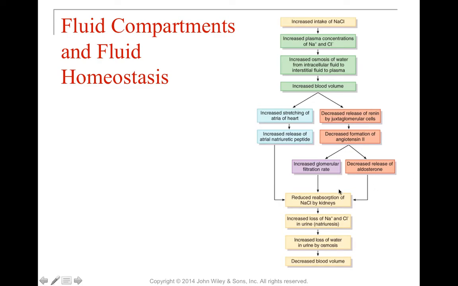All of this is going to lead to a reduced reabsorption of sodium chloride in the kidneys, which is going to increase the amount of sodium and chloride in the urine. This is called natriuresis. It's going to increase the amount of sodium that's going to be lost to the urine, and it's also therefore going to be followed by more water being lost in the urine through osmosis. Remember, the water is going to follow the ions, and because we've lost more water to urine, that's going to decrease our blood volume.